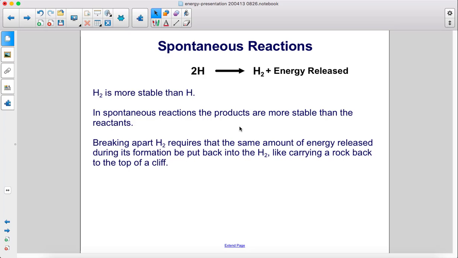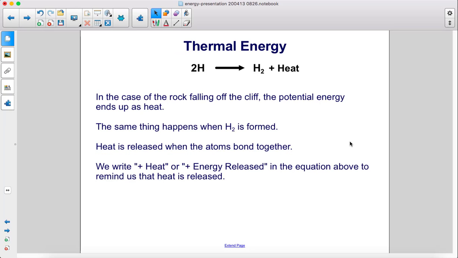Breaking apart H2 requires that the same amount of energy released during its formation be put back into the H2, like carrying a rock back to the top of a cliff. In the case of the rock falling off the cliff, the potential energy ends up as heat. The same thing happens when H2 is formed. Heat is released when the atoms bond together. We write plus heat or plus energy released in the equation above to remind us that heat is released.